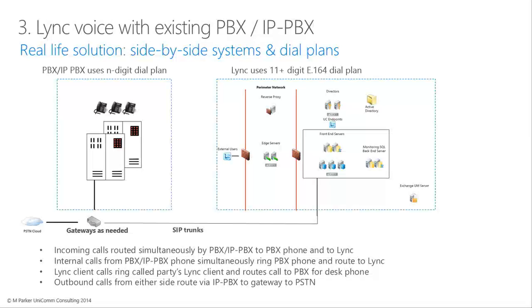Outbound calls from either side route via the IPPBX through a gateway, not this gateway necessarily, maybe a separate one, to an SBC, or may just be a T1 connection into the PBX, or sorry, into the PSTN. So I've got all of my different scenarios covered with basically a simultaneous ringing model off of parallel dial plans.